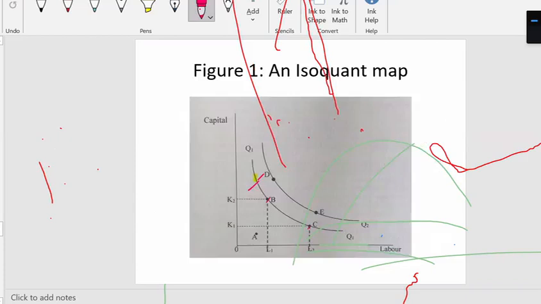Well, these are two curves. We have this one Q1 and this is the same level of Q1, and this is the same level. Yeah. Grace, mute please.